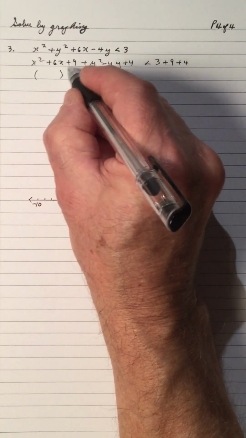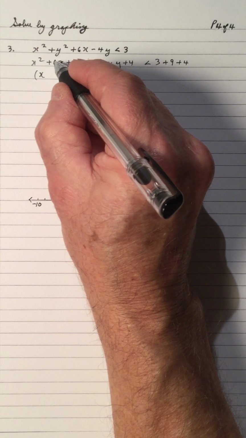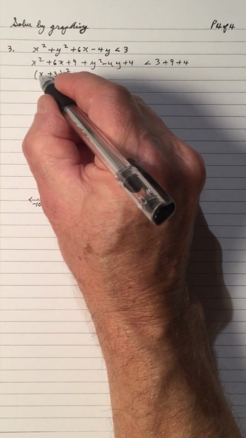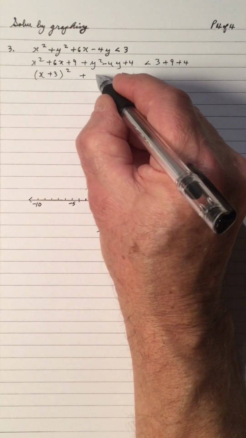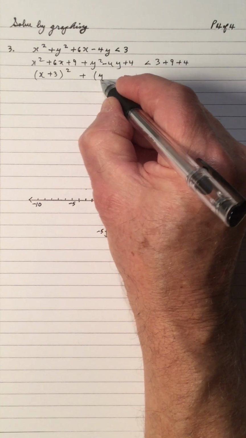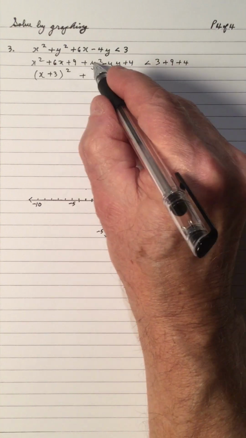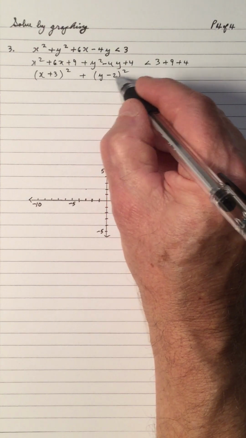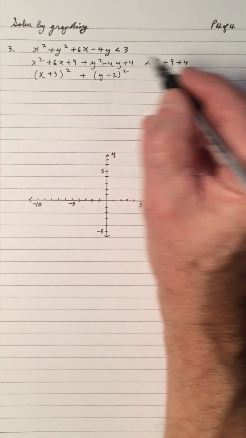And because we completed the square, this is an x, since x squared is x times x. Half of plus 6 is plus 3. So the factorization of this trinomial is x plus 3 times x plus 3, which is x plus 3 squared. And this trinomial right here, a perfect square trinomial, is a y, and half of negative 4 is negative 2. Again, the factorization of this perfect square is y minus 2 squared, which is y minus 2 times y minus 2 if you factor it.